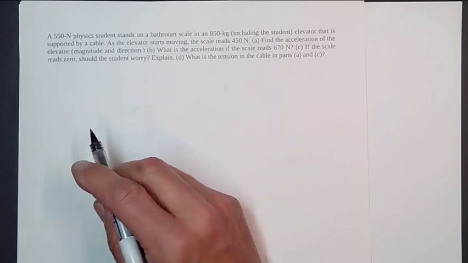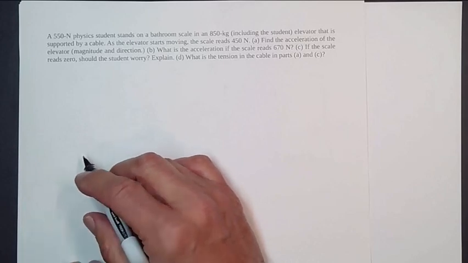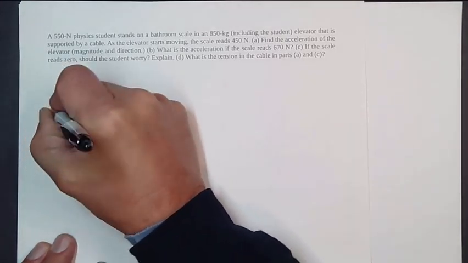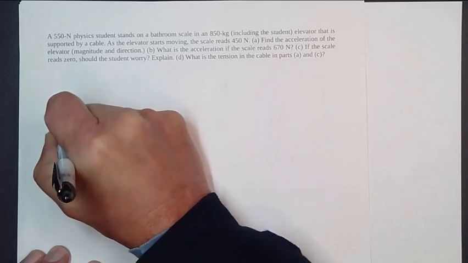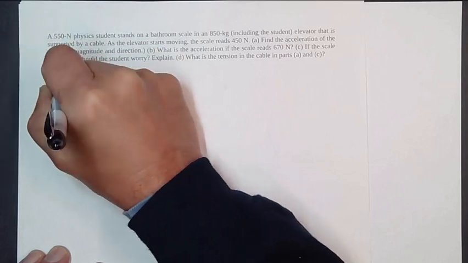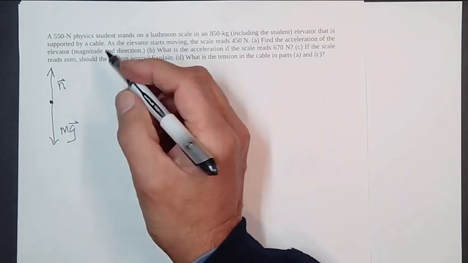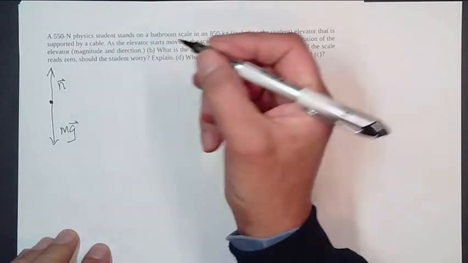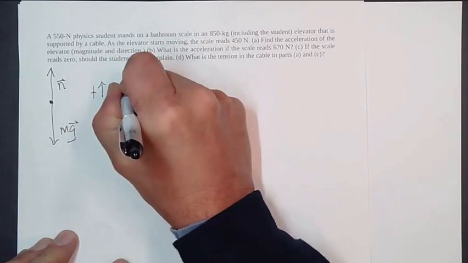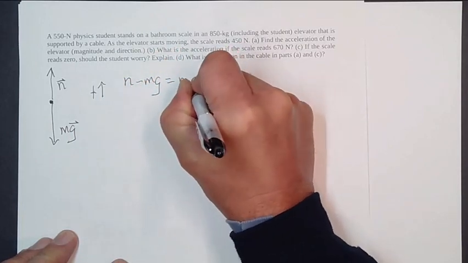That's the third law partner of the force that the scale exerts upward on the student, which we've been calling the normal force. So if we were to make a free body diagram for the student, we'd have the student's weight downward and the normal force, which is the force the scale exerts up on the student, upward. And we can say, with positive being upward, that N minus mg is equal to ma.